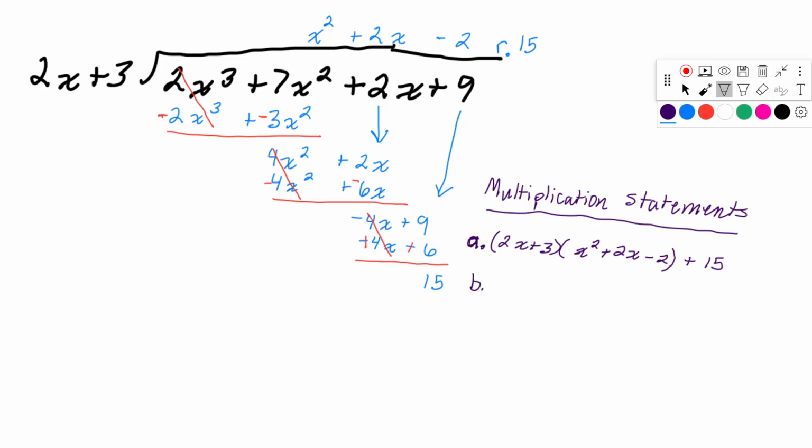The other way, again, is the 2x plus 3. And we have the x squared. Let me not make these parentheses overlapping. So we will have 2x plus 3 times x squared plus 2x minus 2, but instead of closing the parentheses, I'm going to write it as 15 over that divisor of 2x plus 3.